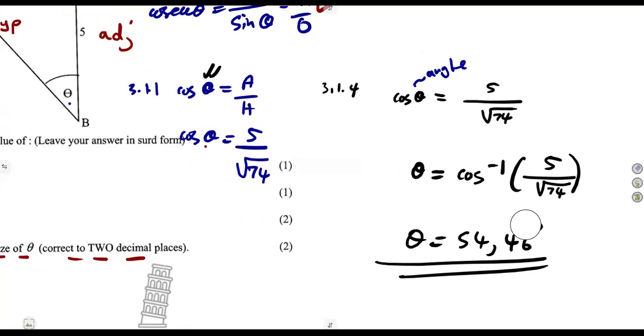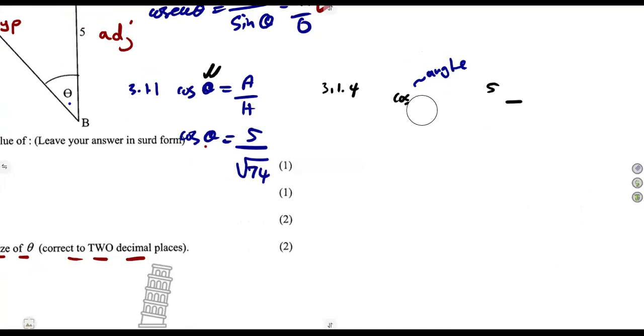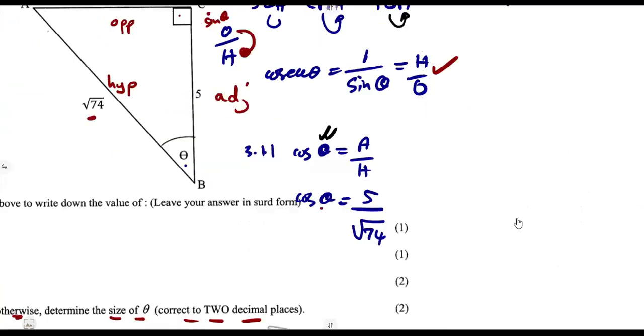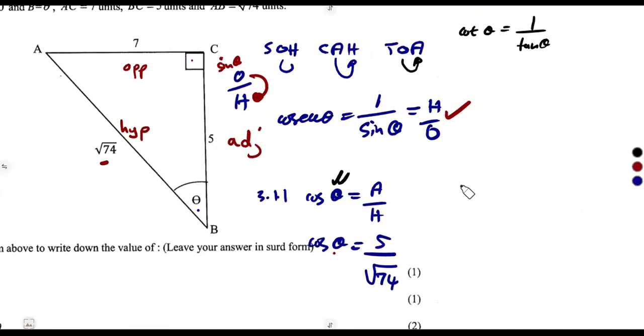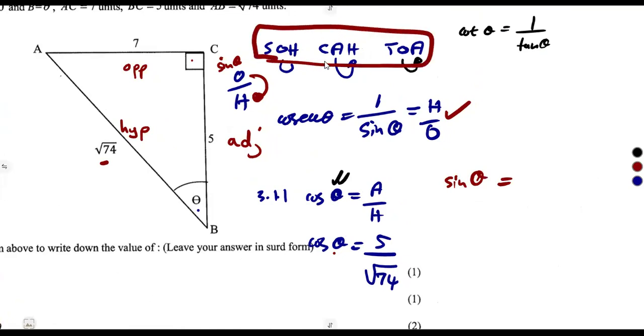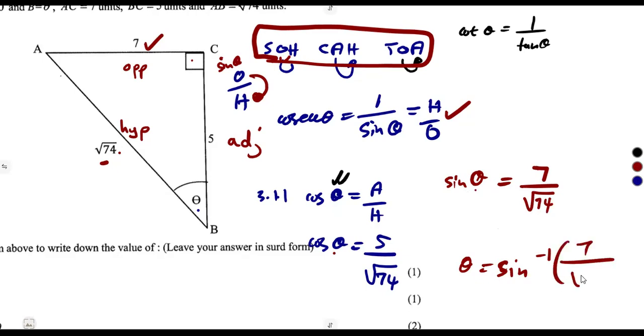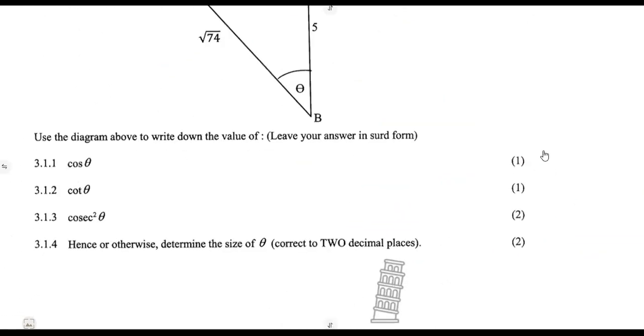So like they said, guys, it's hence or otherwise, meaning to say you can use any ratio that you are used to. You can even use the sine. As long as you understand your ratios, guys, the basic 3: sine, cos, and tan. Remember, sine is opposite over hypotenuse. So you can find sine: opposite 7 over hypotenuse, which is the square root of 74. Then you find your theta, which is the angle. So it will be arc sine this time. Remember, you're dealing with sine. So it will be arc sine 7 over the square root of 74. You're still going to get the same answers.